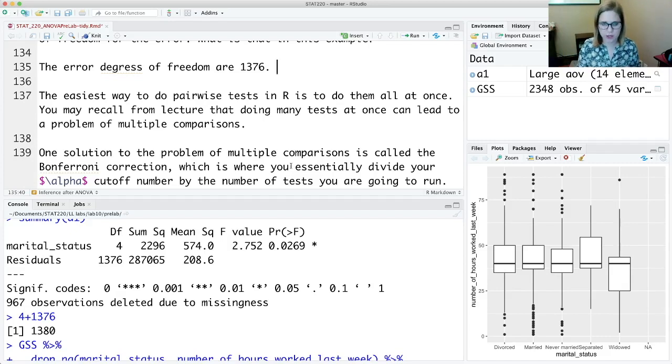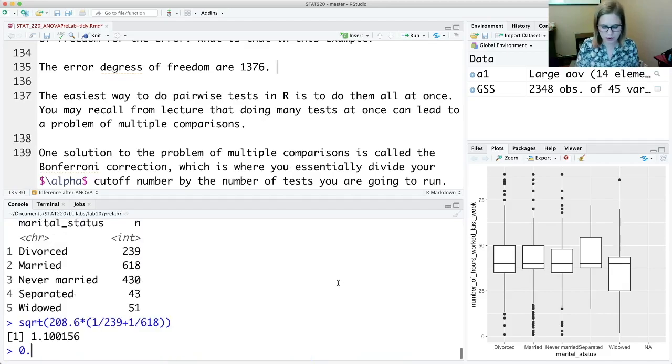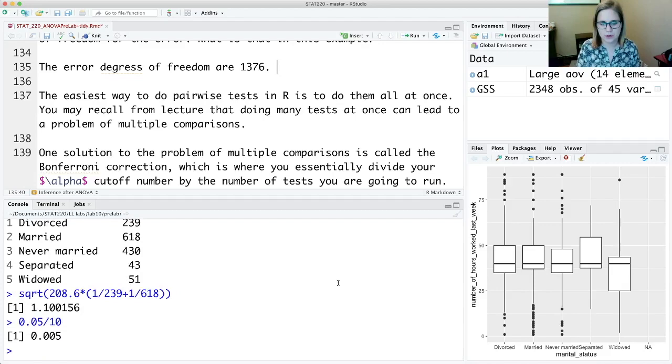With the Bonferroni correction, you just divide your alpha cutoff by the number of tests you're going to run. So if you had alpha equal 0.05 and then you were going to run 10 tests, you would set it down to be a cutoff of 0.005. So that's the easiest way to think about doing that kind of correction.